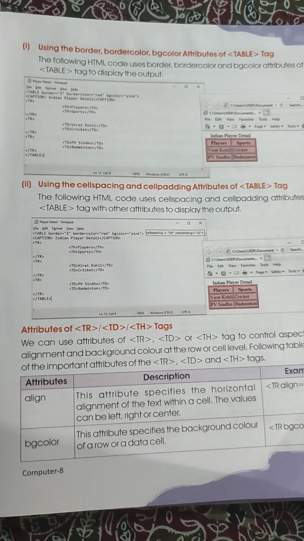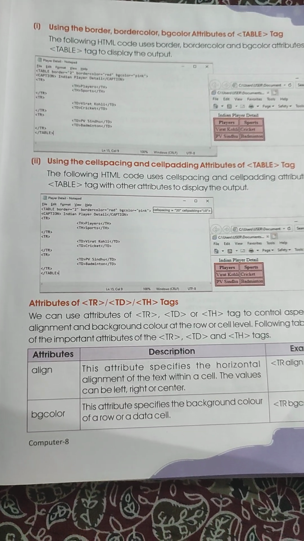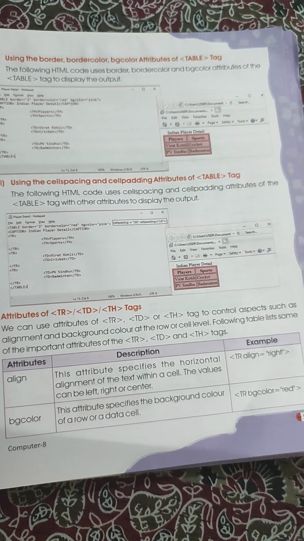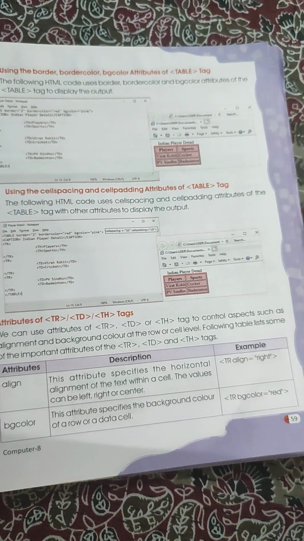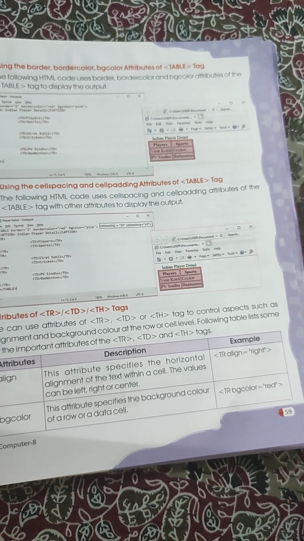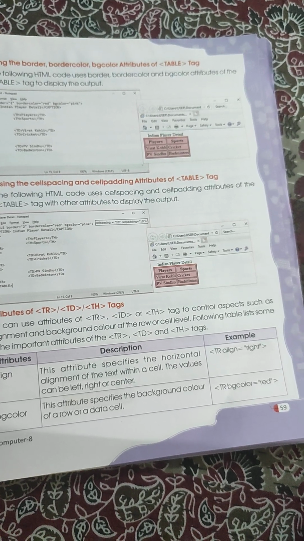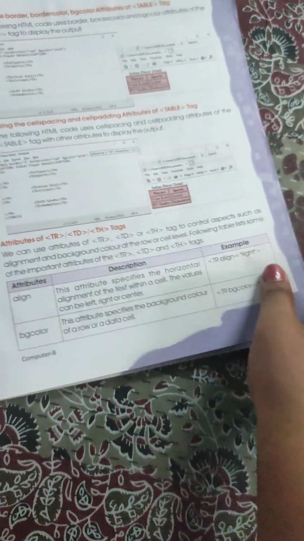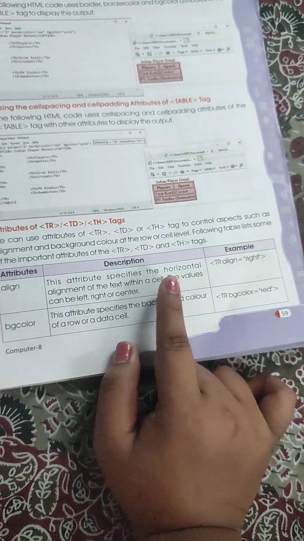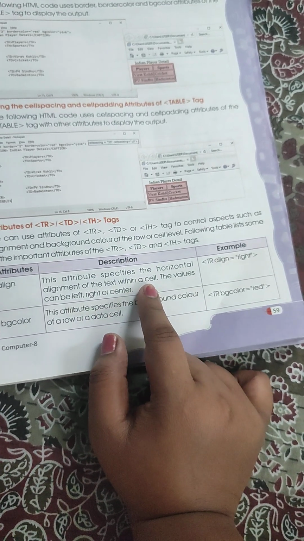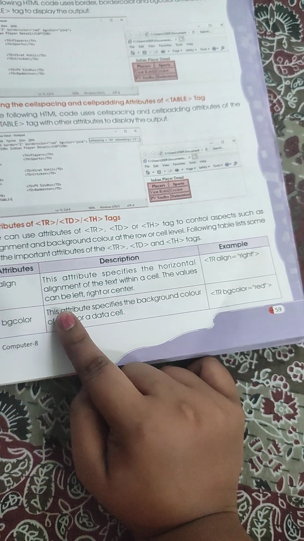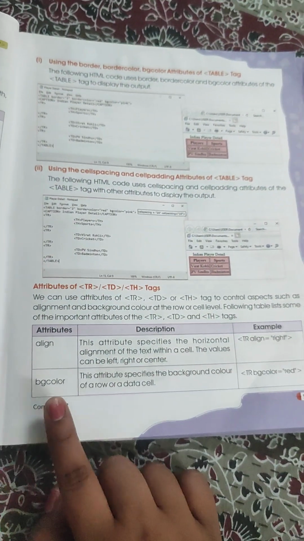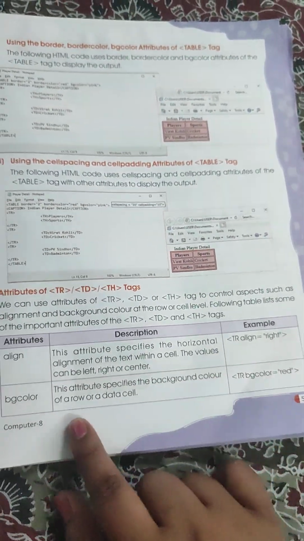The next is attributes of the tr, td, and th tags. We can use attributes of the tr, td or th tag to control aspects such as alignment and background color at the row or cell level. The following table lists the important attributes of the tr, td and th tags. You have to learn this table. Align specifies the horizontal alignment of the text within a cell. The value can be left, right or center. That is the alignment you have to set. Bg color, I told, is the background color of a row or a data cell.